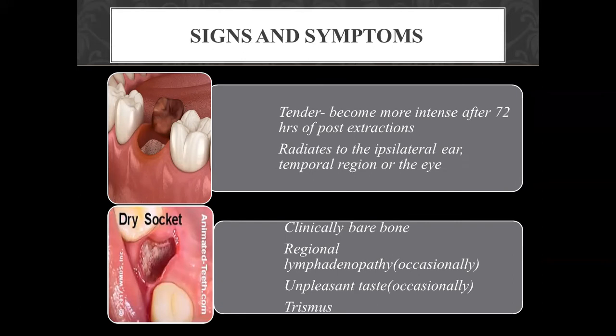The pain will radiate to the ipsilateral, the same side of the ear, the temporal region, and the same side to the eye. Clinically, due to the lack of the blood clot, one is able to visualize the bare and exposed bone. Regional lymphadenopathy is occasionally present. An unpleasant taste will occasionally be there, and trismus will be present. Trismus is nothing but restricted mouth opening.